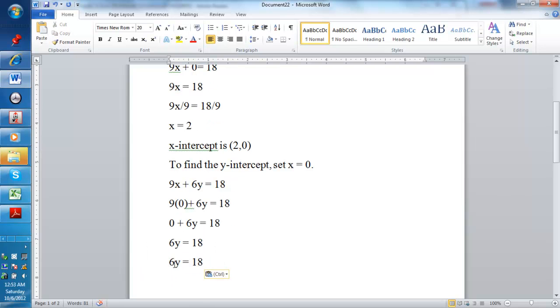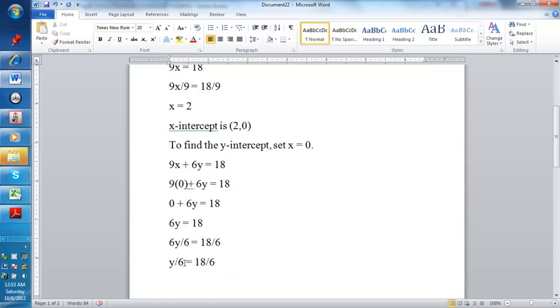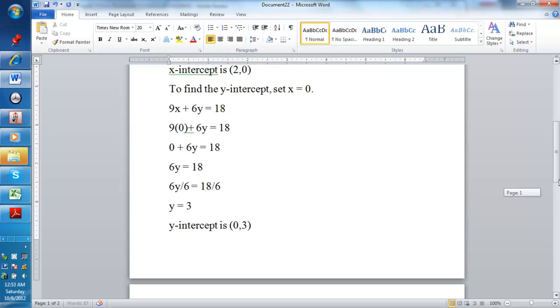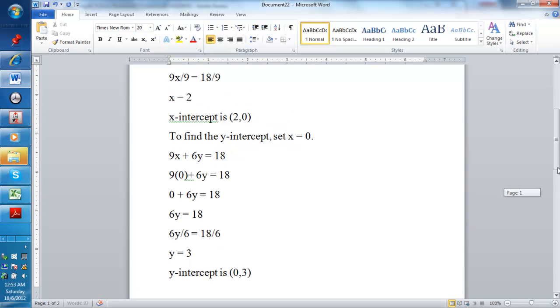And then I need to get rid of the 6 in front of the y, so I'm going to divide both sides by 6. On the left-hand side, the 6's are going to cancel out. 18 divided by 6 is going to be 3. And then we're going to say that the y-intercept is (0, 3). So we have the x-intercept and the y-intercept.